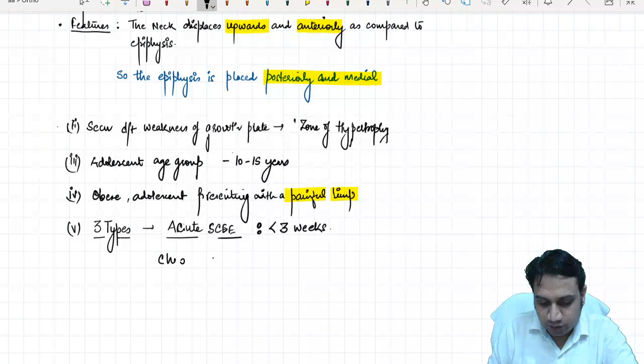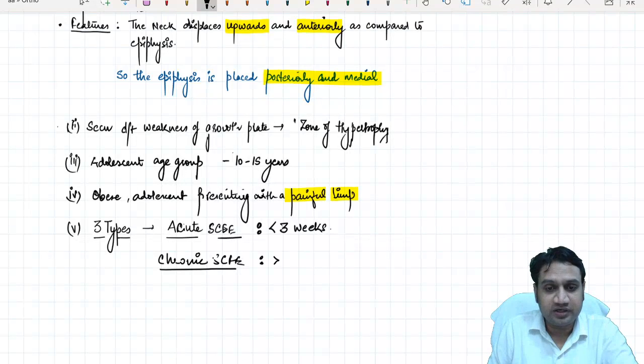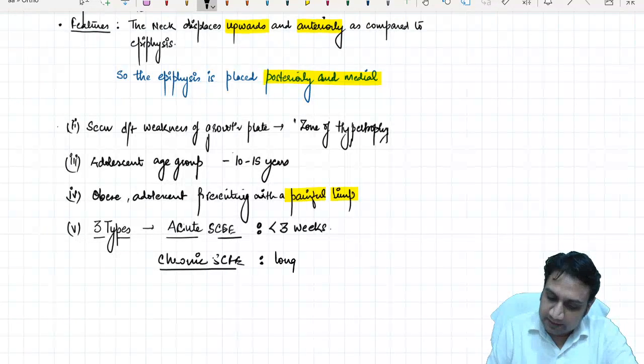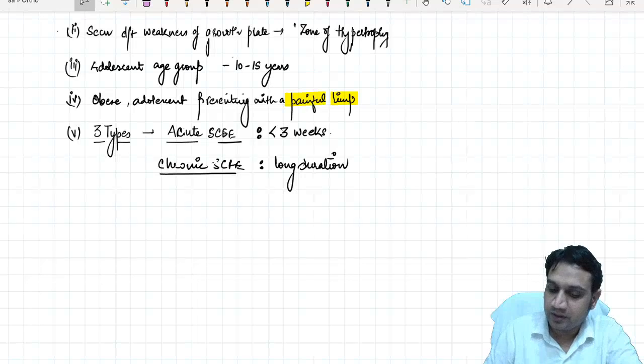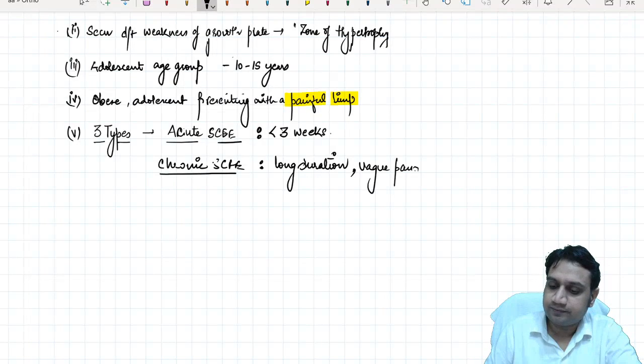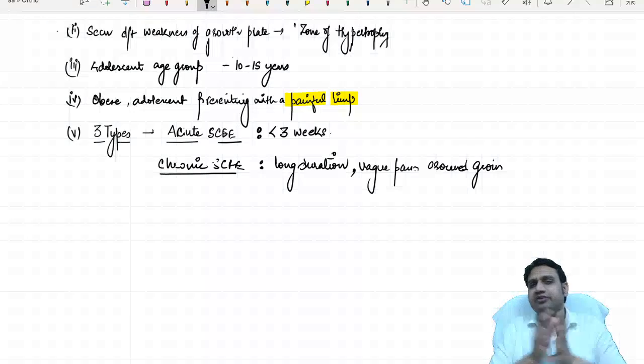Then there is something known as chronic SCFE. What is chronic SCFE? Chronic SCFE means when the prodromal symptoms have been more than 3 weeks, right? So it is a long duration. The patient simply tells you that I'm having some sort of vague pain around my groin area. So a long duration of vague pain around the groin. When you start examining, you'll find certain features that we'll talk about.